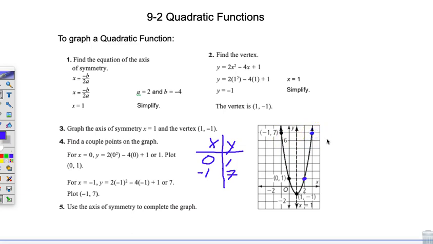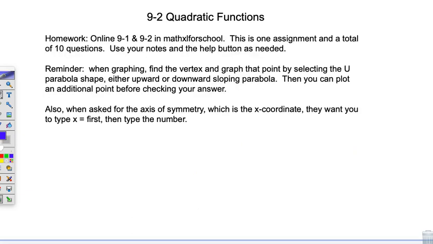So they're completely reflected. So for your homework then, you're going to do a combination of 9-1 and 9-2 in Math Excel. It's only one assignment with a total of 10 questions. So use your notes and the help button as you need to. And a little reminder here, always find that vertex first when you're graphing it and select the U-shaped parabola either upward or downward to actually graph that point. Then you can plot additional points before checking your answer.